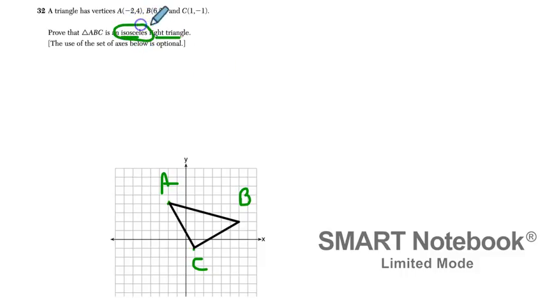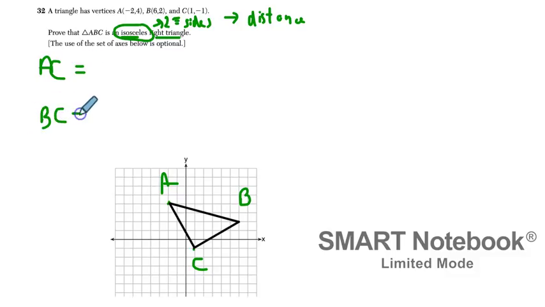I'm going to go with isosceles first. Isosceles triangles have two congruent sides. So what I need to do is show that triangle ABC has two congruent sides. That's going to get me to use the distance formula. When you're trying to show sides are congruent, you want to use the distance formula. Looking at this triangle, I probably want to pick the two sides that look congruent to save myself some work. I'm going to assume that AC and BC are congruent. So I'm going to find the distance between points A and C and between points B and C.